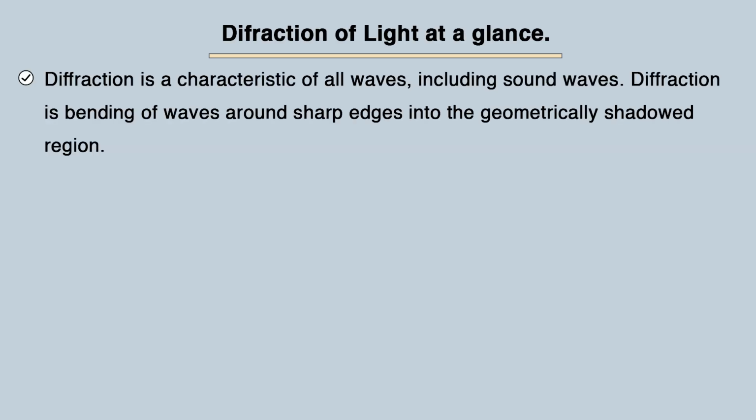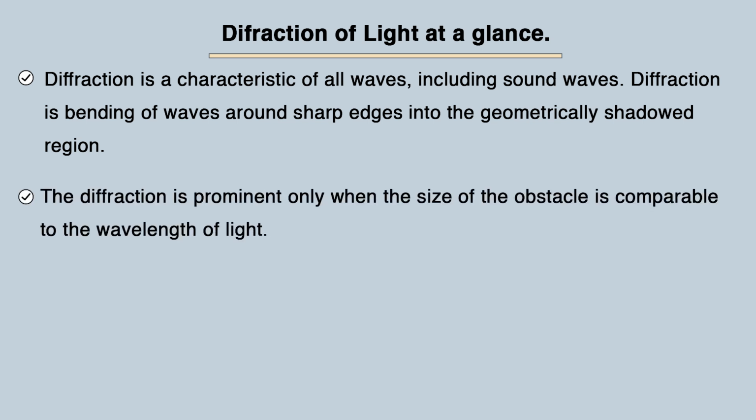Now, the next phenomenon, diffraction, is also related to wave optics. This phenomenon is concerned with the wave properties of light. Diffraction is a characteristic of all waves, including sound waves, and is the bending of waves around a sharp edge into the geometrically shadowed region. Diffraction is prominent only when the size of the obstacle or sharp edge is comparable with the wavelength of light. So, this is the essential condition for diffraction.